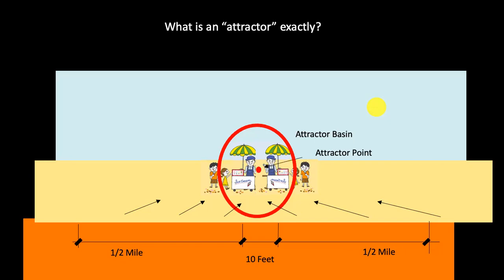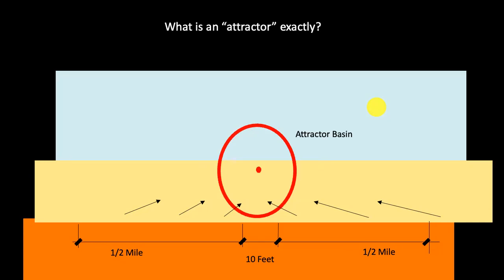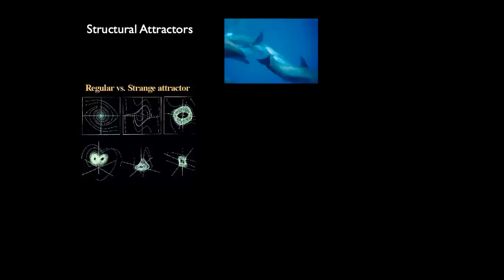And that's what an attractor is and what an attractor point is. Attractor basin and attractor point. Notice that those exist already, even if you don't have the ice cream stores, you might have a couple of people selling sandals, or you might have a couple of people renting surfboards. It's the same attractor basin. It's the same dynamics of the environment that's being created as a result of that. And so this is the idea of an attractor.